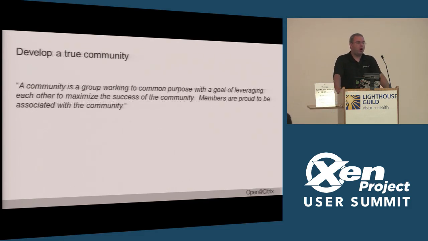So as part of this, we wanted to develop a true community. I'm going to read this little bit here. A community is a group working to a common purpose with a goal of leveraging each other to maximize the success of the community. Members are proud to be associated with the community. That's the mantra.